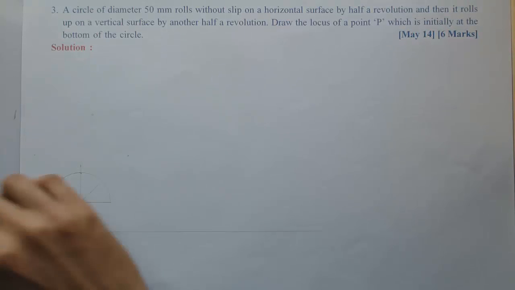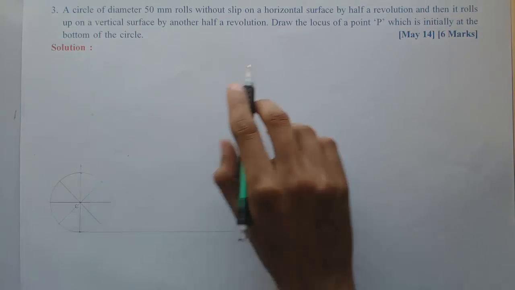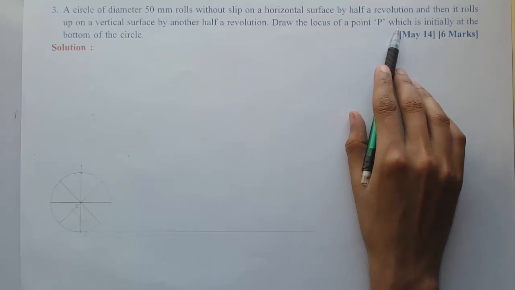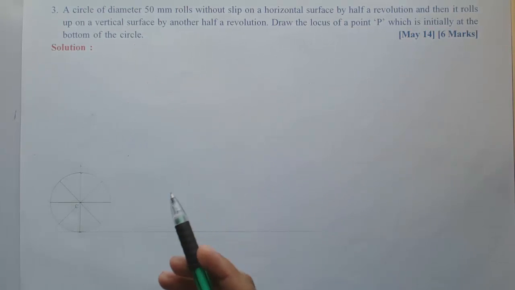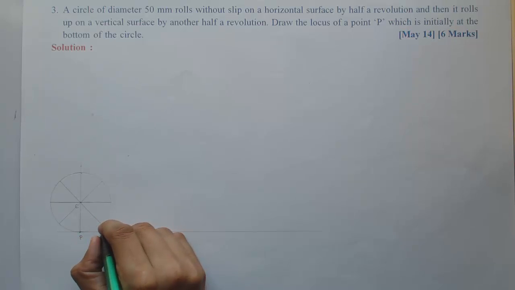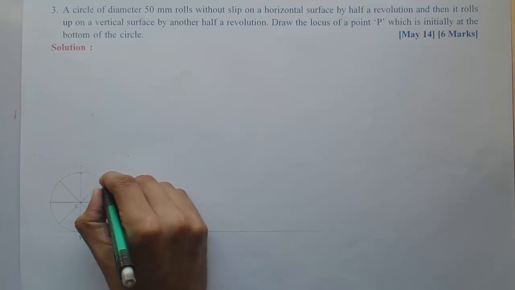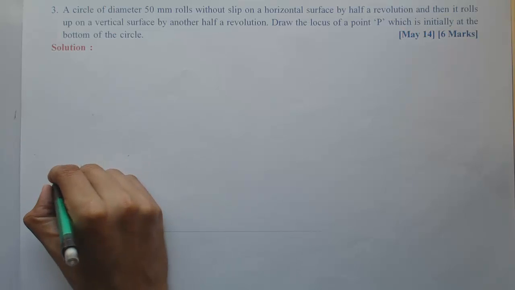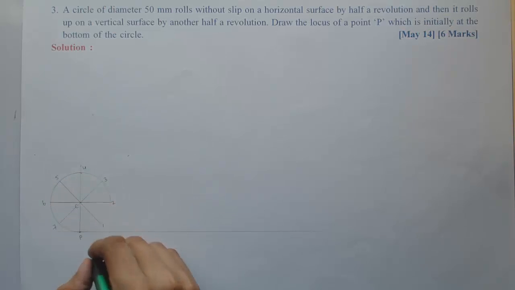Again, first I need to locate the initial position of point P. It is said to draw the locus of point P, which is initially at the bottom of the circle. Bottom of the circle means the initial position of P is here. So again I'll start naming 1, 2, 3, 4, 5, 6, 7, and obviously 8 will coincide with P.